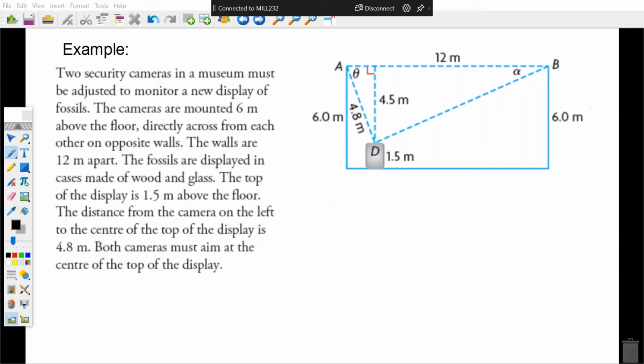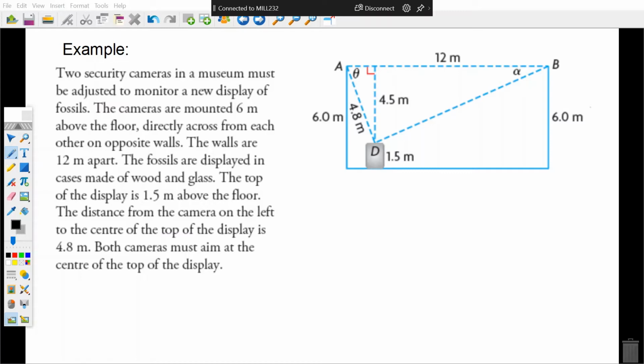Two security cameras in a museum must be adjusted to monitor a new display of fossils. Cameras are mounted 6 meters above the floor, directly across from each other on opposite walls. The walls are 12 meters apart. The fossils are displayed in cases made of wood and glass. The top is 1.5 meters above the floor. Distance from the left to the center of the top of the display is 4.8 meters. Both cameras must aim at the top of the display.